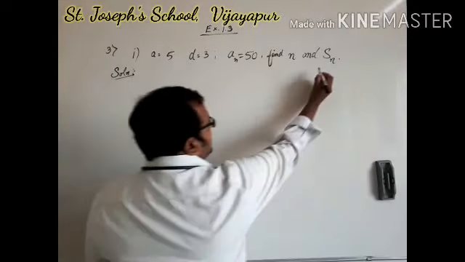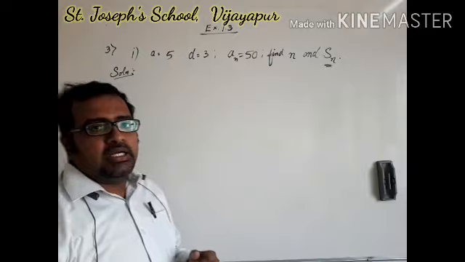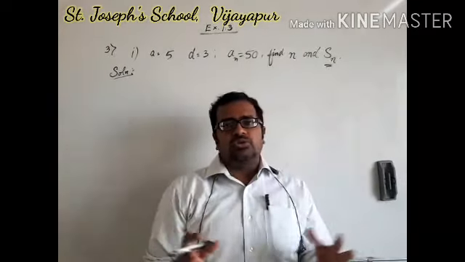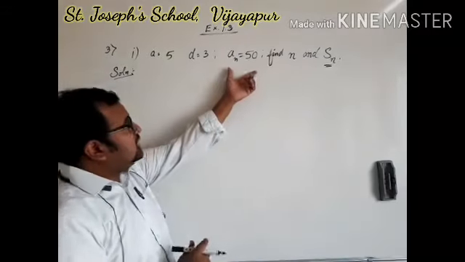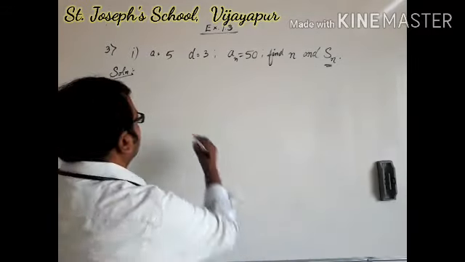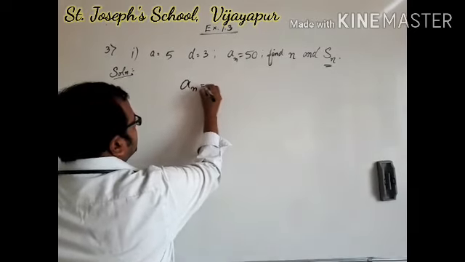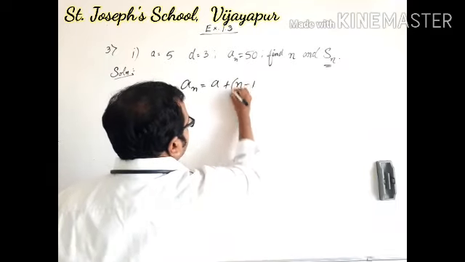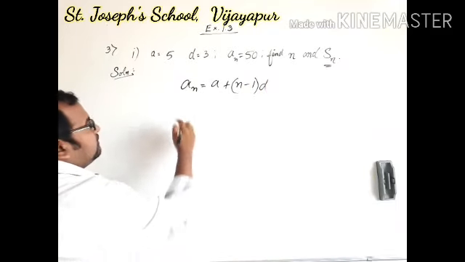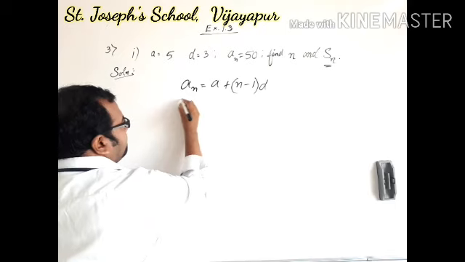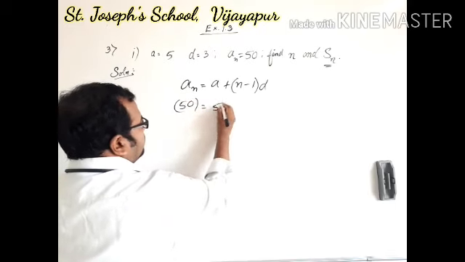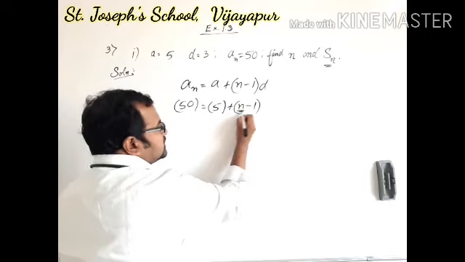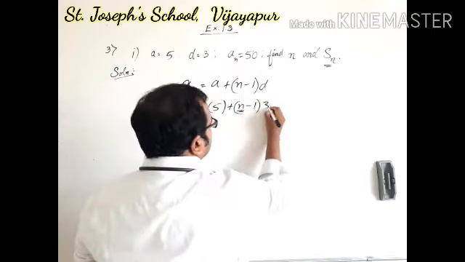We will not use the Sn formula here because the Sn formula contains n and Sn, two unknown variables, for which we cannot use that formula. But we can use the nth term formula, the an formula, because in this one the only unknown will be n. So an is equal to a plus n minus 1 into d. In this we know an is equal to 50, a is 5, plus n minus 1, where n is the only unknown. The d value we know, that is 3.